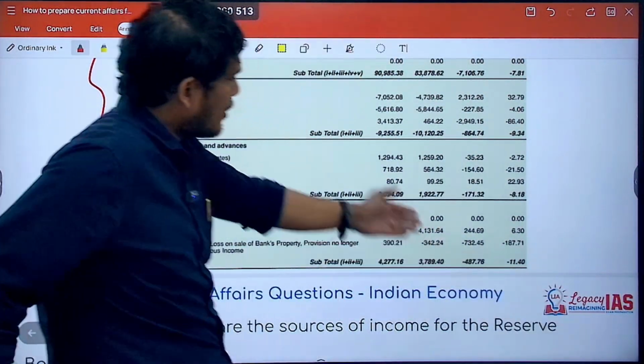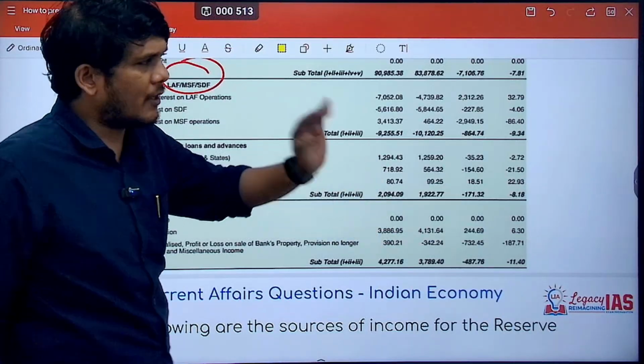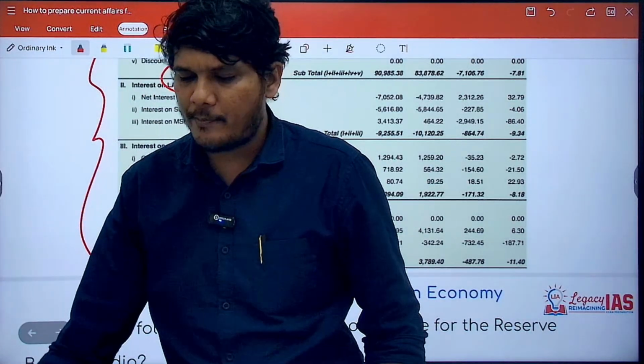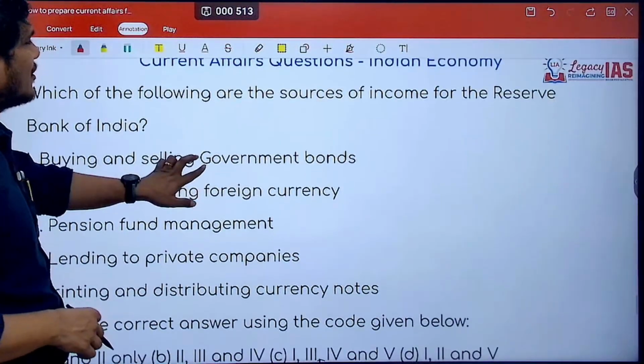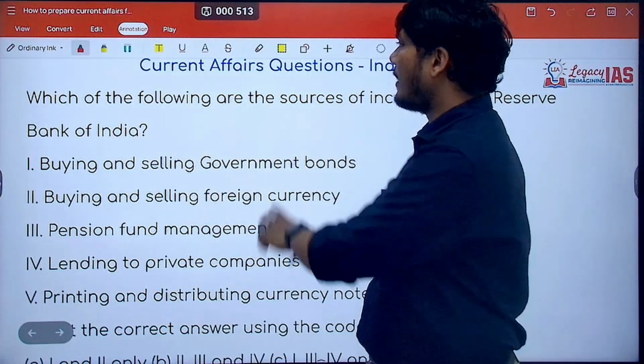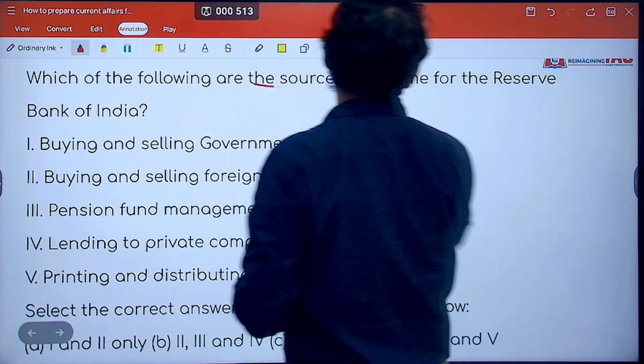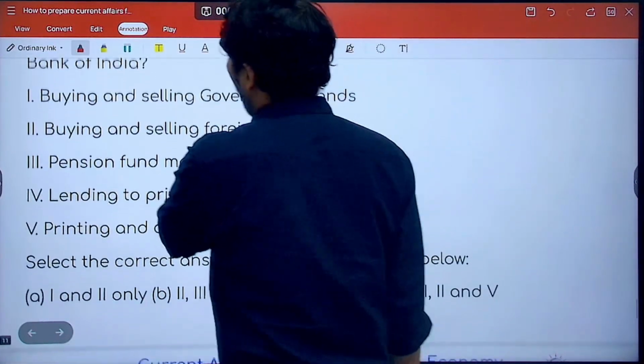You don't even have to remember the numbers. It will not be asked. It is too factual. So all you have to remember is what the sources of RBI's earning are and what question is asked in current affairs. Let's have a look. Which of the following are the sources of income for the Reserve Bank of India?